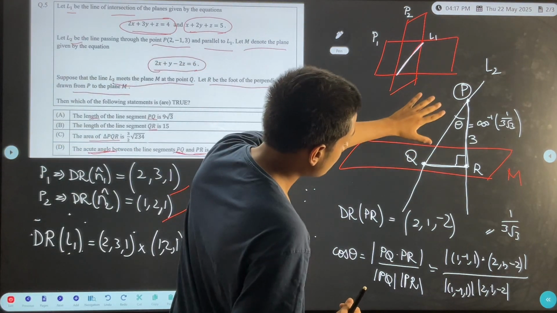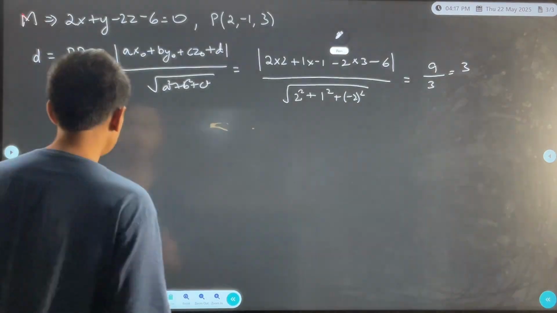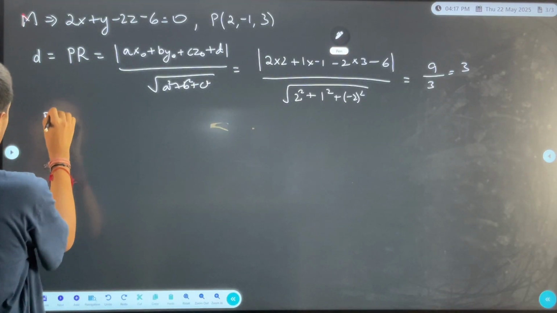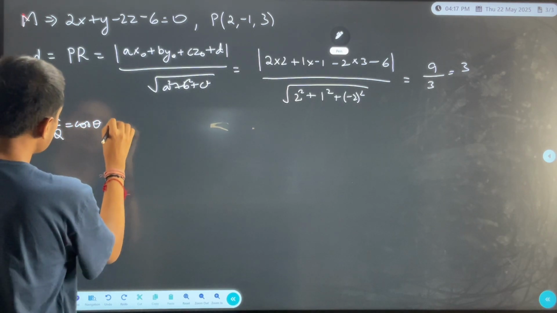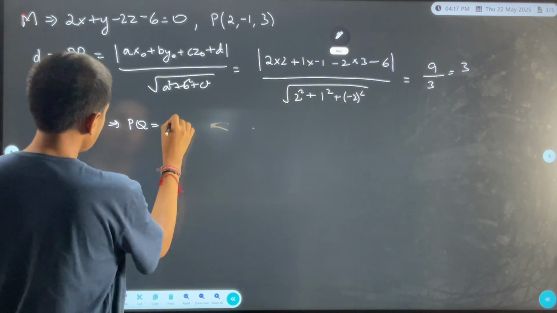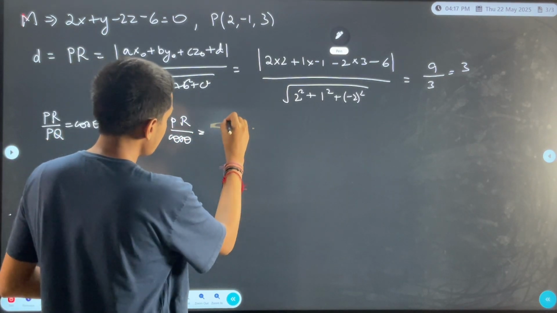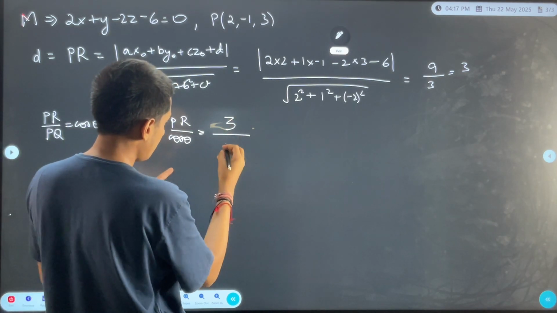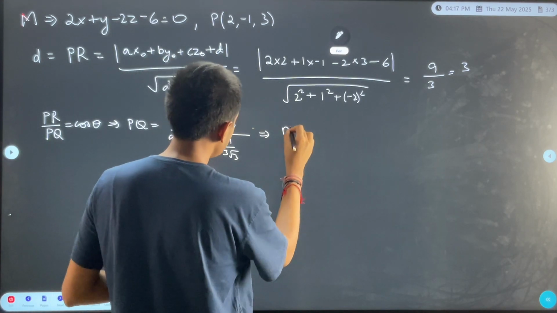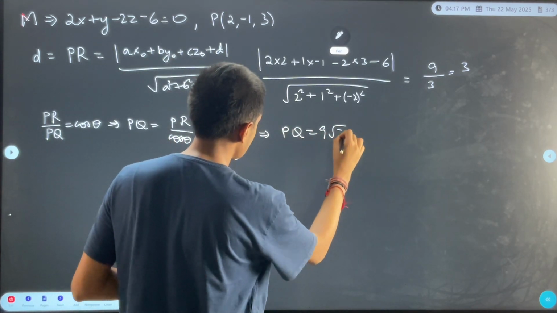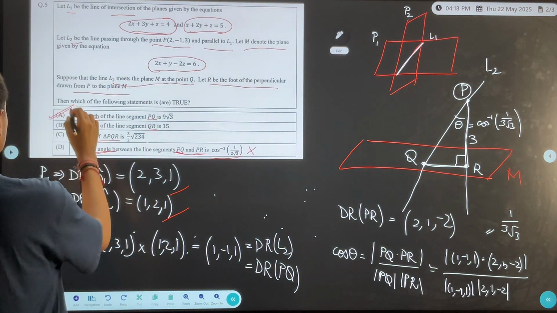So from this diagram, it can be seen that PR by PQ will be cos theta. So we have PR by PQ equal to cos theta, which would imply PQ is equal to PR by cos theta. And we know PR equal to 3 and cos theta is just 1 by 3 root 3, which implies PQ is equal to 9 root 3. Alright, and this is what the first option is. Hence option 1 is correct.